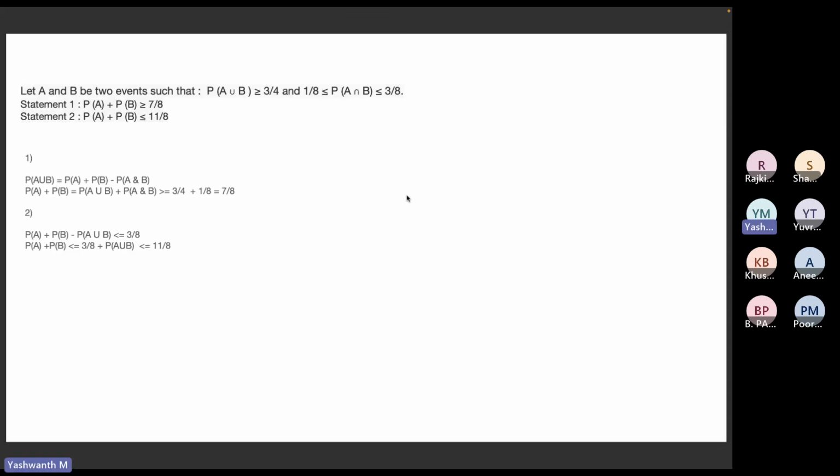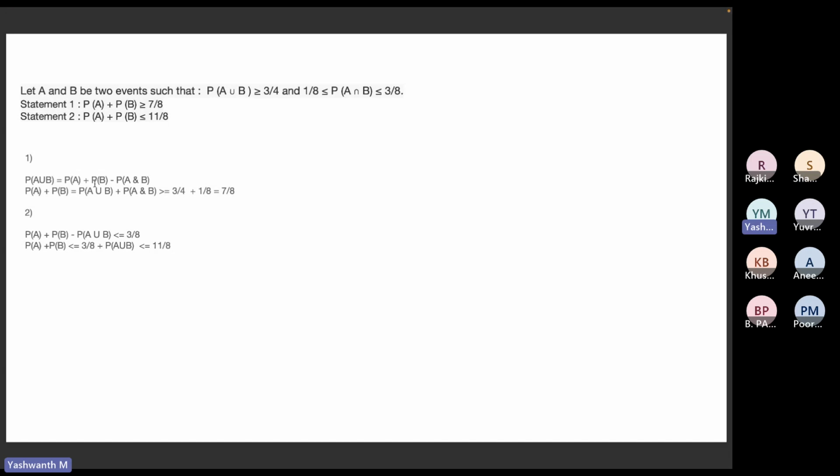Yeah, so this is also a little bit interesting question. I just want to manipulate these things. There are two events such that the probability of A union B is greater than 3 by 4, and A intersection B lies between 1 by 8 and 3 by 8. So you have these two statements. You need to tell whether they are true or false. But yes, they both are true.